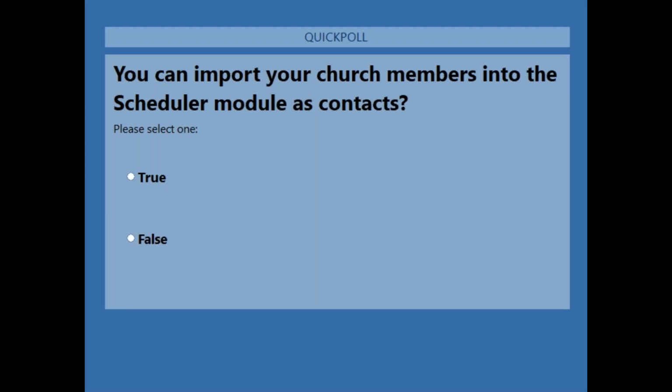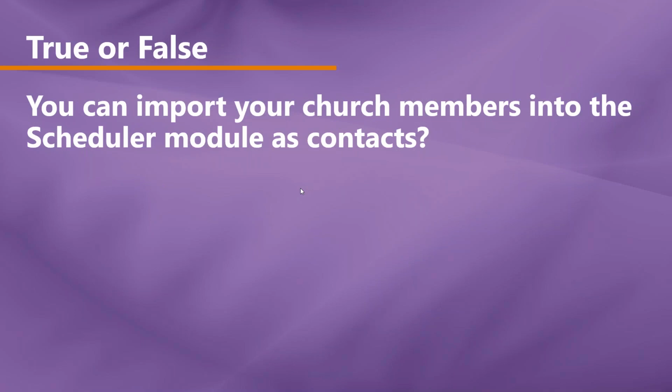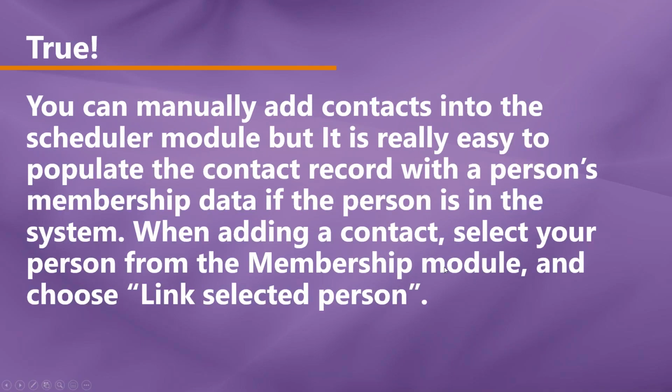All right, looks like most everyone who wants to answer has put their answer in. I'm going to go ahead and close that out. And we were unanimous on this one, guys. Everyone said true. So let's see if you're right. And that is correct. You can manually add contacts into the scheduler module, but it's really easy to populate the contact record with the person's membership data if the person is in the system. So again, if the work has already been done in the membership module, save yourself the trouble. Import them from the membership module, and that's definitely going to save you some time.